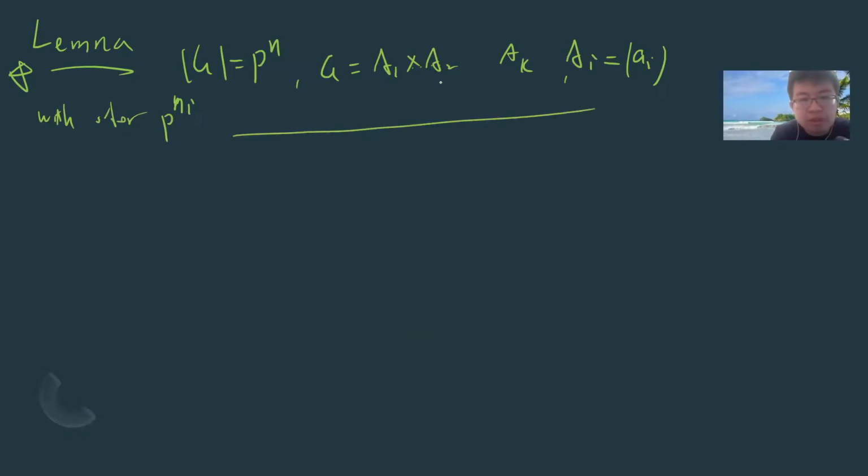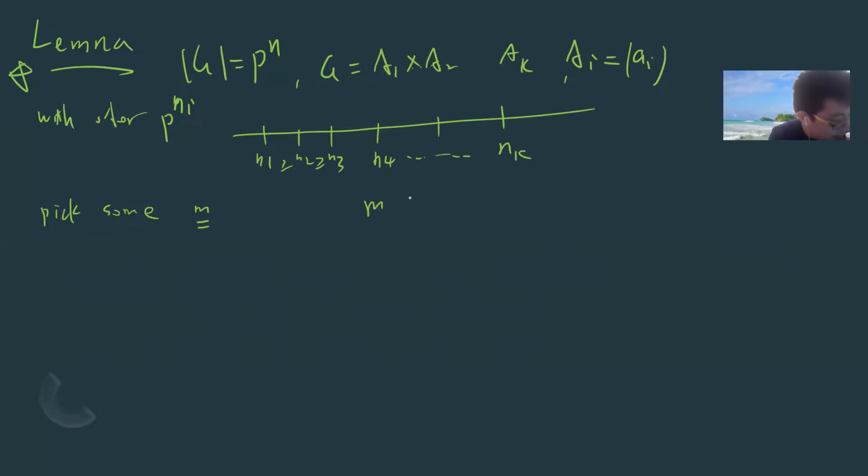Basically you can imagine that I have a line where N1 is greater than N2 greater than N3, up to Nk. Then let's say you pick some M, and let's say M satisfies Nt+1 less than or equal to M less than or equal to Nt. So M falls into some particular region, between Nt+1 and Nt.